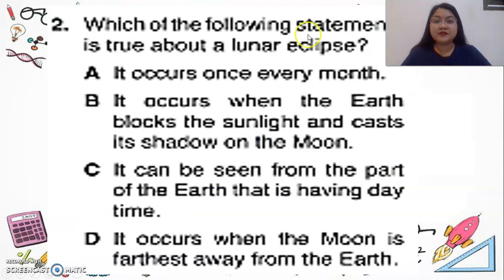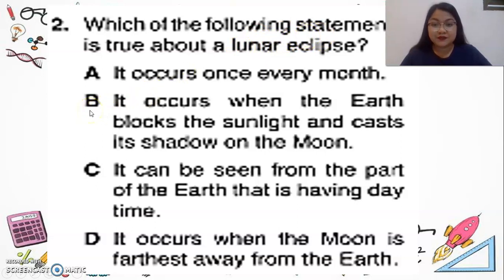Next, number 2. Which of the following statements is true about a lunar eclipse? Letter A, it occurs once every month. Letter B, it occurs when the earth blocks the sunlight and casts its shadow on the moon. Letter C, it can be seen from the part of the earth that is having daytime. Or letter D, it occurs when the moon is farthest away from the earth. So which statement is true about lunar eclipse?